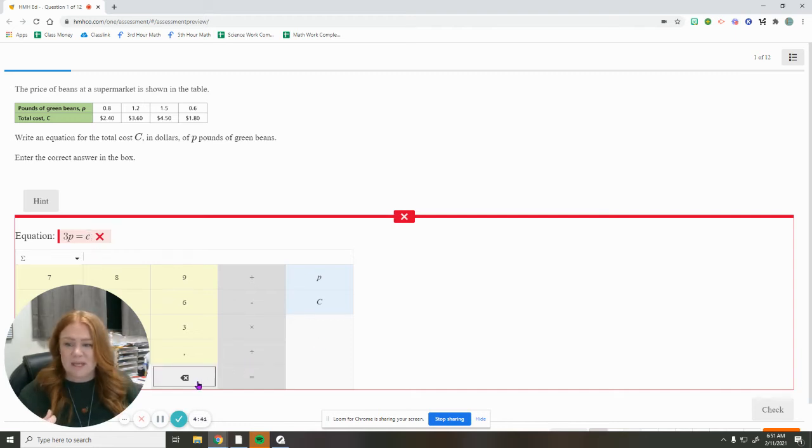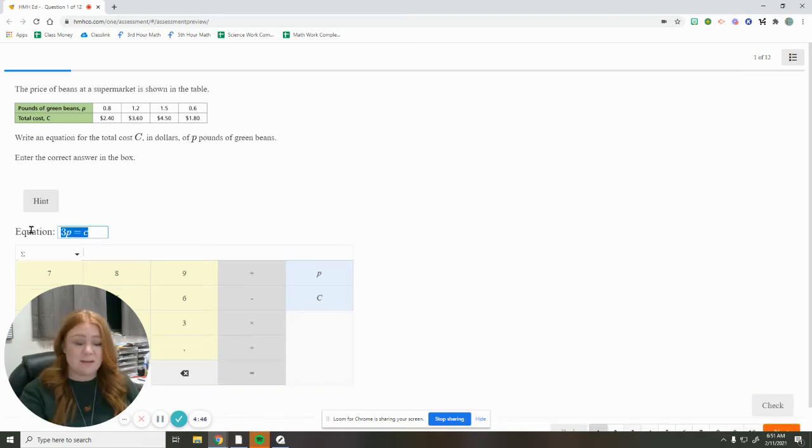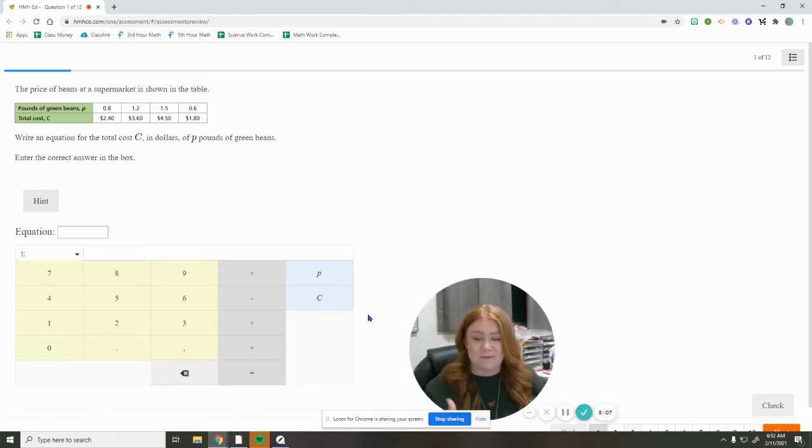So let's try this again. Some things I can do here is rewrite that. I could put C first. C equals the pounds. But I'm also noticing it's a capital C and a lowercase p. So if you use these buttons on your screen here, that is going to give you the right answer. So I want 3 per pound. So 3 times P equals C.